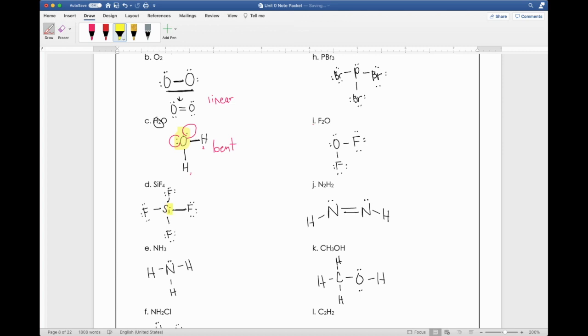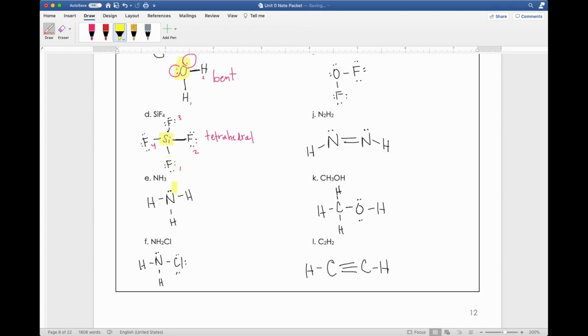Silicon tetrafluoride, this silicon right here is right in the middle. So we have to look at that one to determine the shape. This silicon atom is bonded to 4 other atoms. In this case, they are 4 fluorines. And silicon has no lone pairs. Even though there's lone pairs on fluorine, it doesn't matter. You're only looking at the atom in the middle. So the shape of this molecule must be tetrahedral. Tetrahedral.